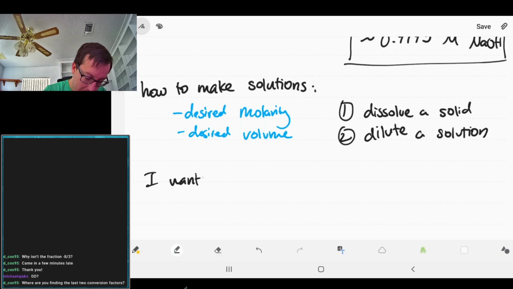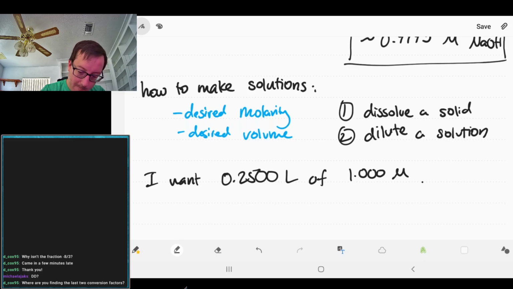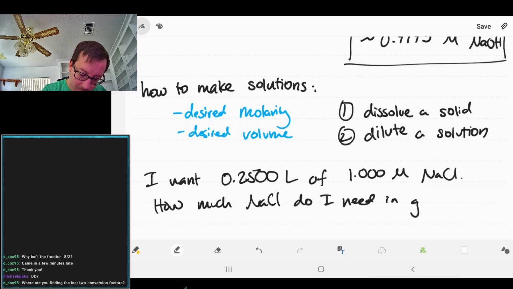So let's say I want 1/4 of a liter of 1 molar sodium chloride. Pretty straightforward question. How much sodium chloride do I need in grams?